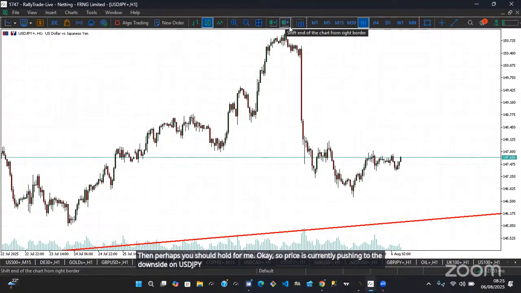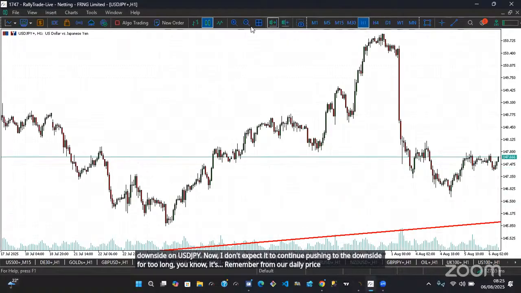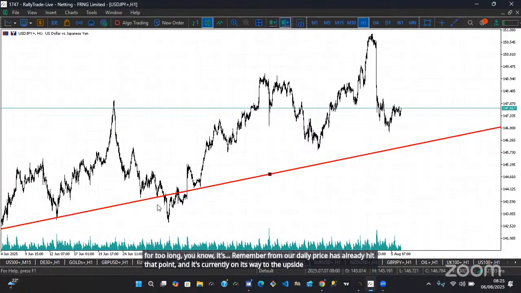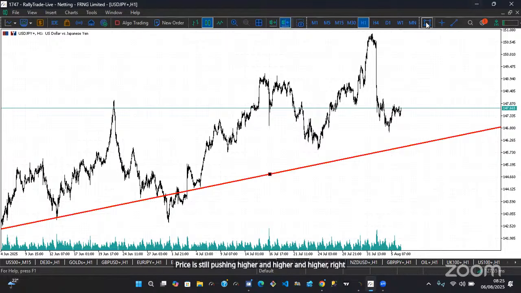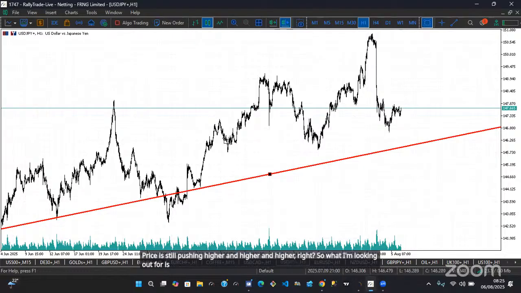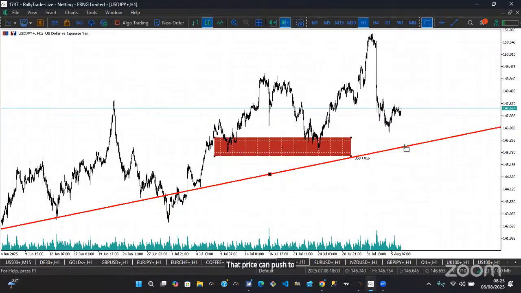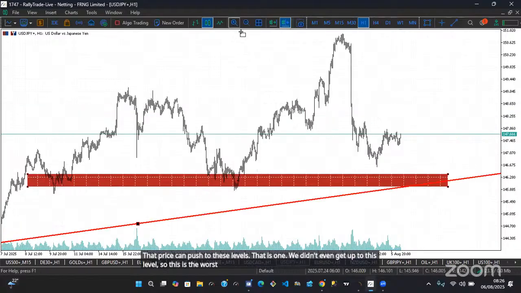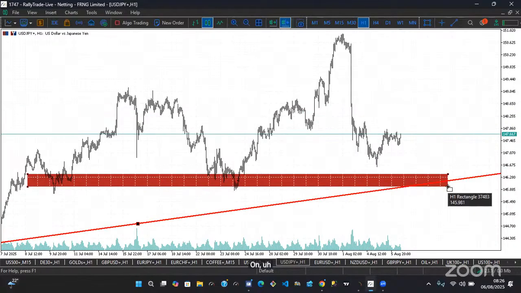Now, I don't expect it to continue pushing to the downside for too long. Remember from our daily, price has already hit that point and is currently on its way to the upside. So irrespective, you notice that price is still pushing higher and higher and higher, right? So what I'm looking out for is there is a very high tendency that price can push to these levels. That is one. It didn't even get up to this level. So this is the worst case scenario for me on USD JPY.